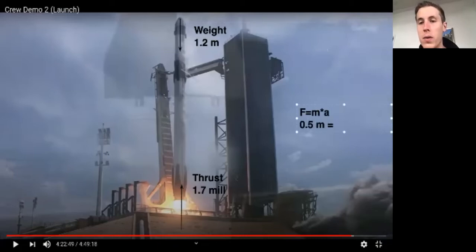Then the mass is 1.2 million pounds of mass, as we can see here by the weight. And that's multiplied by the acceleration. So we want to determine what the acceleration is. So acceleration is equal to 0.5 divided by 1.2 million equals about 0.4 Gs.